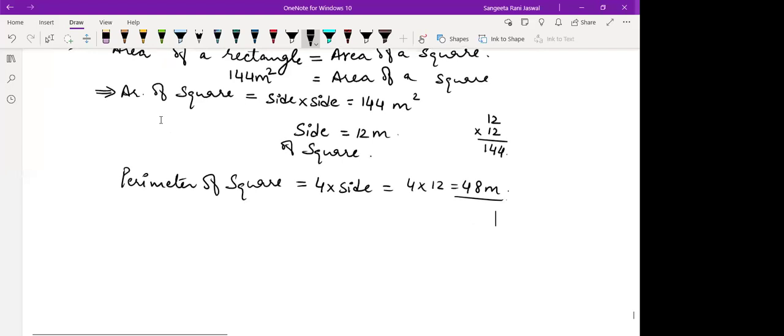Let's take another question. Question number two. This question has a figure. A rectangular park. Please write down a rectangular park.